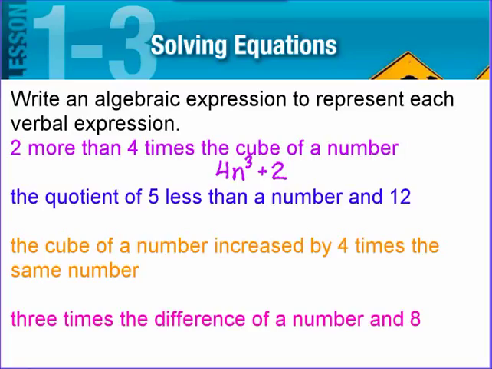What does quotient mean? Quotient? Divide. 5 less than a number. So what would 5 less than a number be? Actually the other way. Whenever we have less than, it always means that it comes after. Okay, so n minus 5, and then it says the quotient of 5 less than a number and the number 12. So whenever it says less than, you always put the variable and then put the less than after.